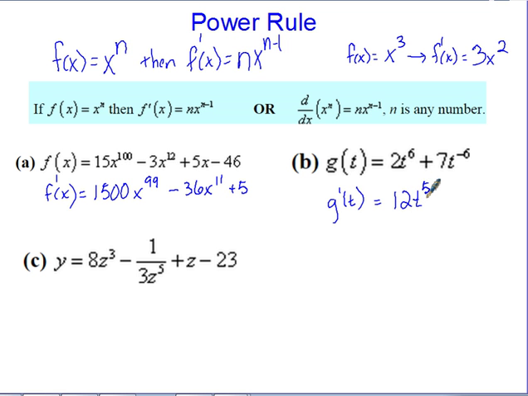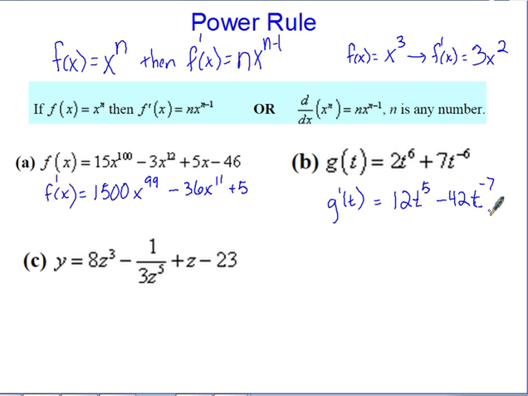12t to the 5th. Everybody good with that one? And then, Vanessa's saying minus 42. Does everybody understand where she got that from? Minus 42 t to the negative 7. Again, everybody understands where I get that negative 7 from, right? Any questions so far? We good? Pretty simple stuff, right?